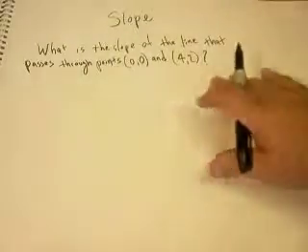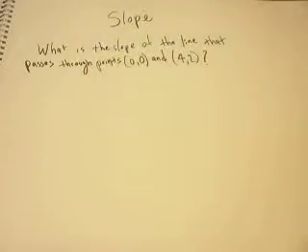Sometimes you're just given a word problem like this. What is the slope of the line that passes through the points (0, 0) and (4, 2)? So we're given 2 points. Anytime you have 2 points on the line, you can calculate the slope. You definitely need 2 points though. So this time around, I'm going to calculate it using a formula.